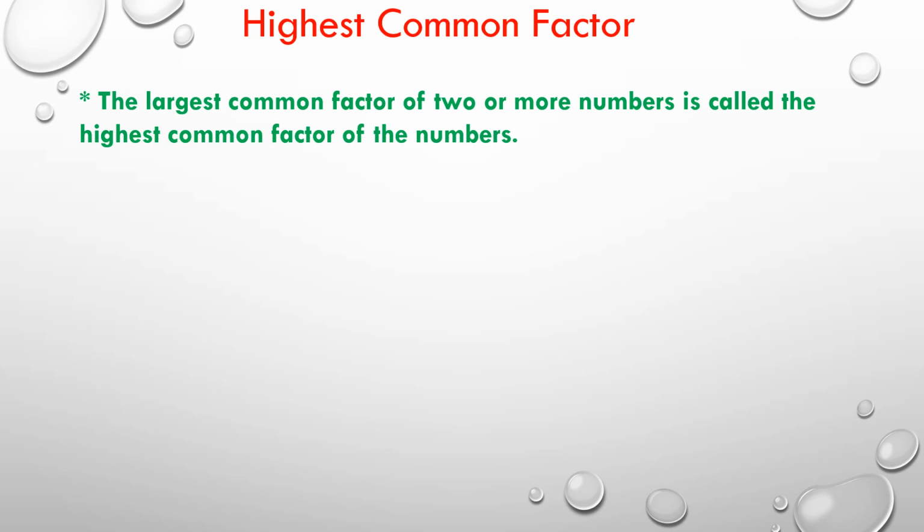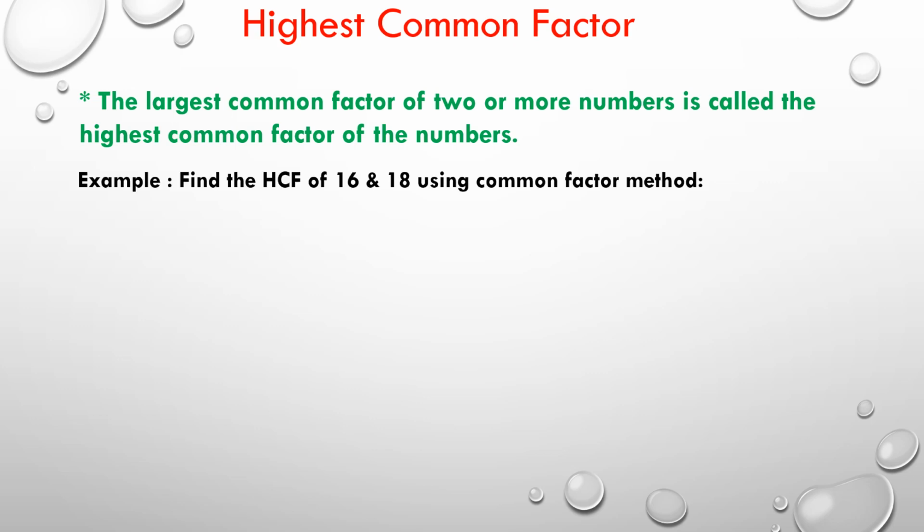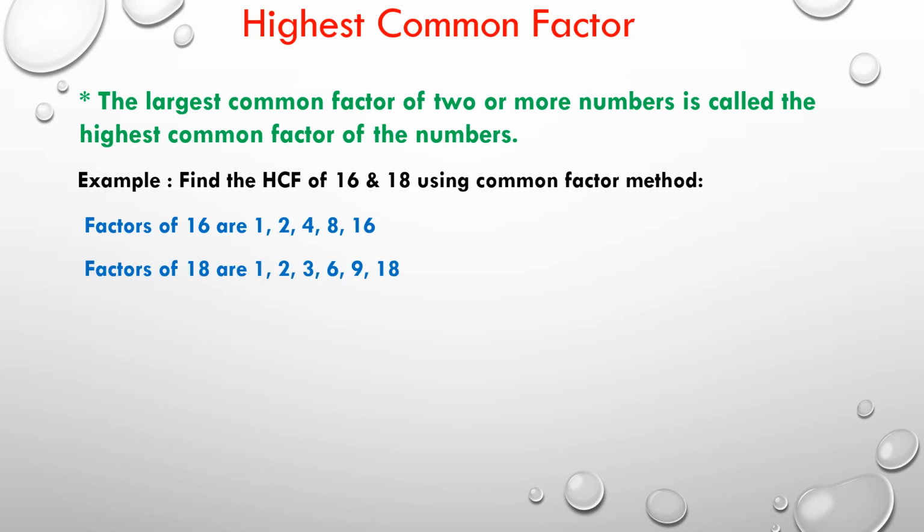For example, you have to find out HCF, that means highest common factor, of 16 and 18 using the common factor method. So first I am going to write the factors of 16. They are 1, 2, 4, 8 and 16. Then I am going to write factors of 18. Factors of 18 are 1, 2, 3, 6, 9 and 18.